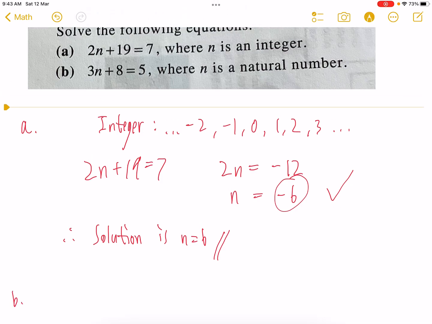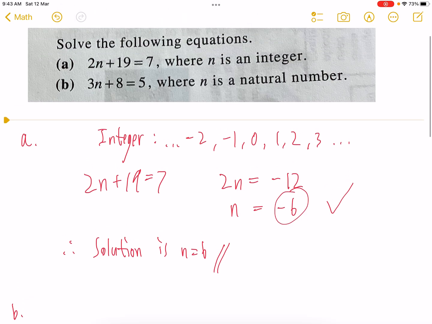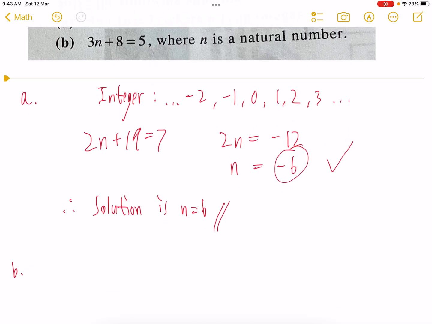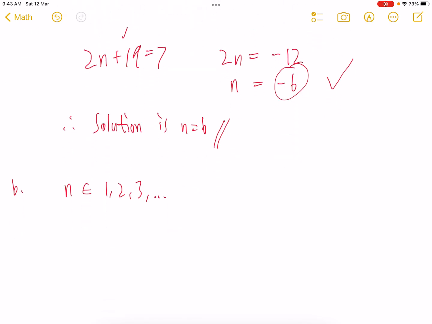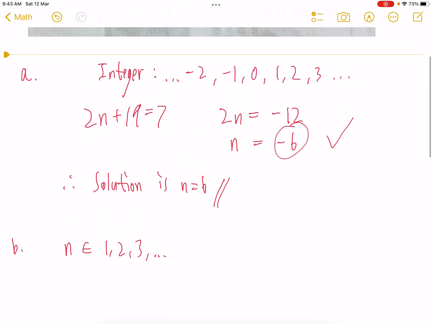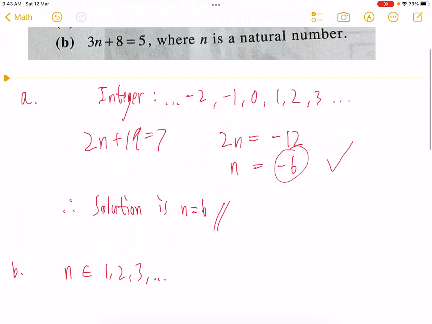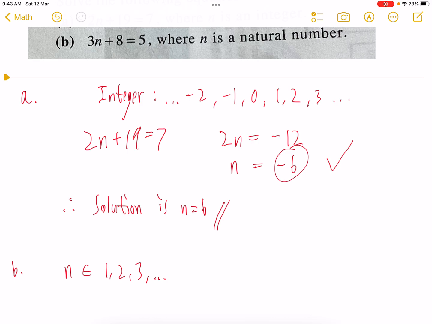Now part B. Again, we have to solve the equation, but this time n is a natural number. Okay, so this time I'll write it in a different way. n belongs to, this means a member of, 1, 2, 3, and so on. Oh, look, my notation is pretty much freestyle, so, yeah, just for you to understand.